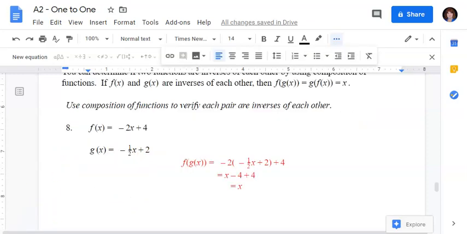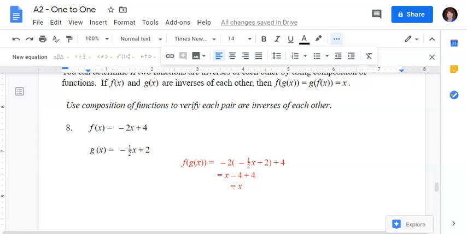So in the function f of x, we have substituted the expression -1/2 x plus 2 in place of the variable x. When you distribute your -2, -2 times -1/2 is just 1, so that gives you 1x, and then -2 times +2 is -4. If you combine like terms, -4 and +4 give you 0. So your output is x. So we have verified that the composition f of g of x is x.